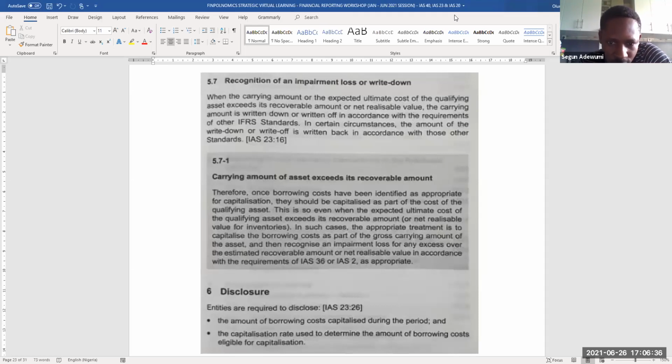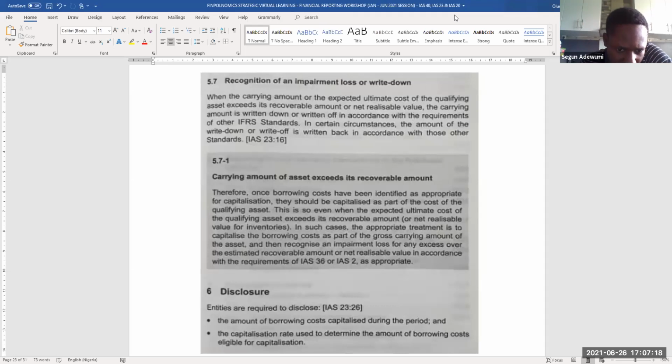Therefore, once borrowing costs have been identified as appropriate for capitalization, they should be capitalized as part of the cost of the qualifying asset. This is so even when the expected ultimate cost of the qualifying asset exceeds its recoverable amount or net realizable value for inventories. In such cases, the appropriate treatment is to capitalize the borrowing cost as part of the gross carrying amount of the asset, and then recognize an impairment loss for any excess over the estimated recoverable amount or net realizable value in accordance with the requirements of IAS 36 or IAS 2 as appropriate.